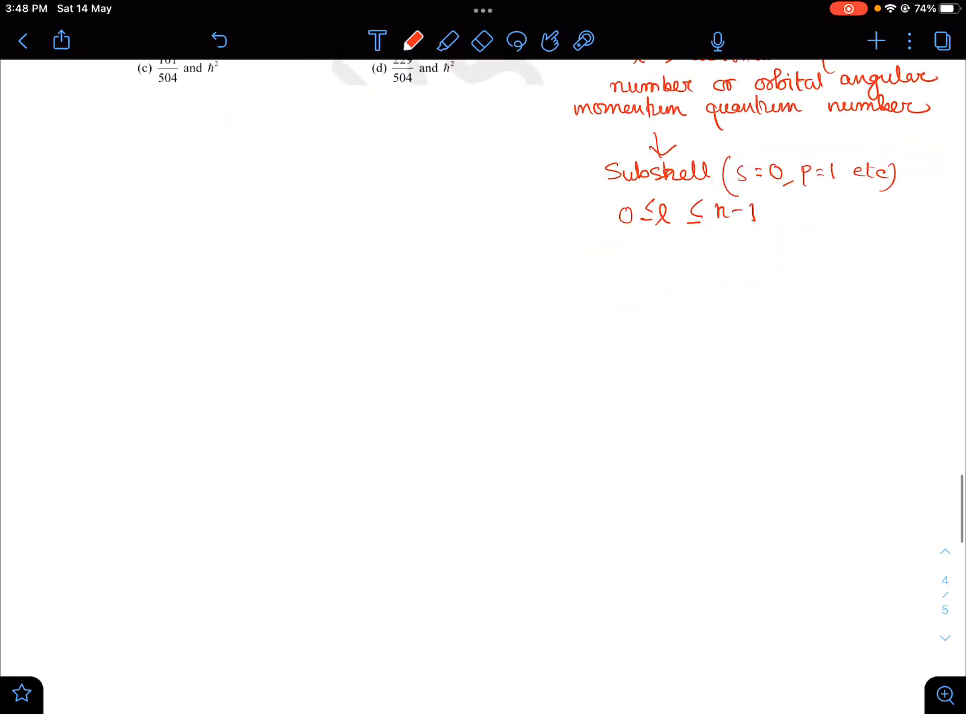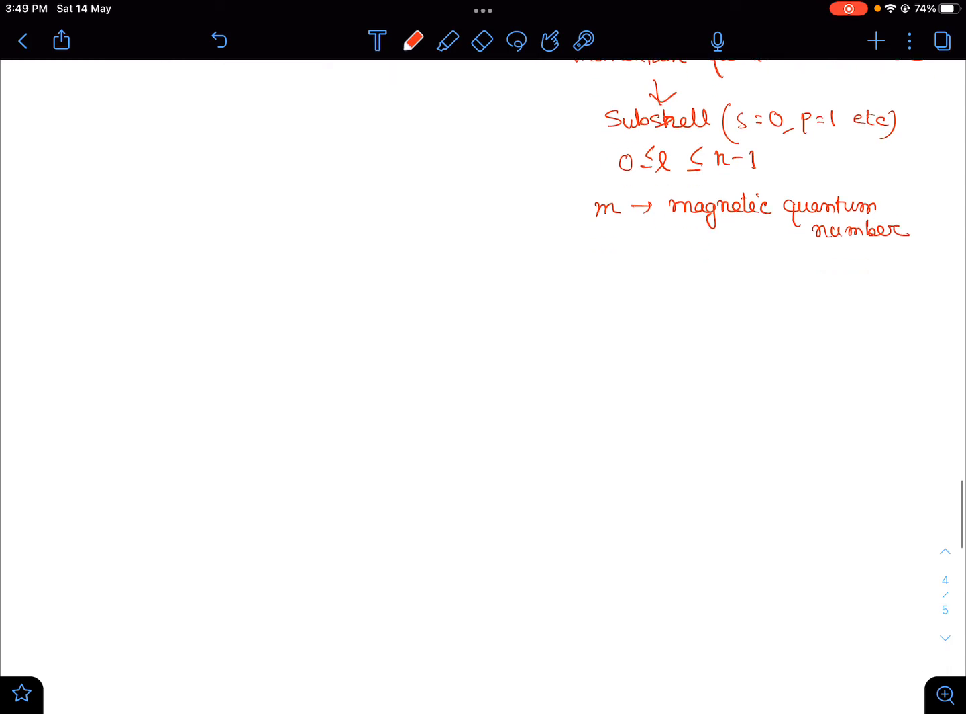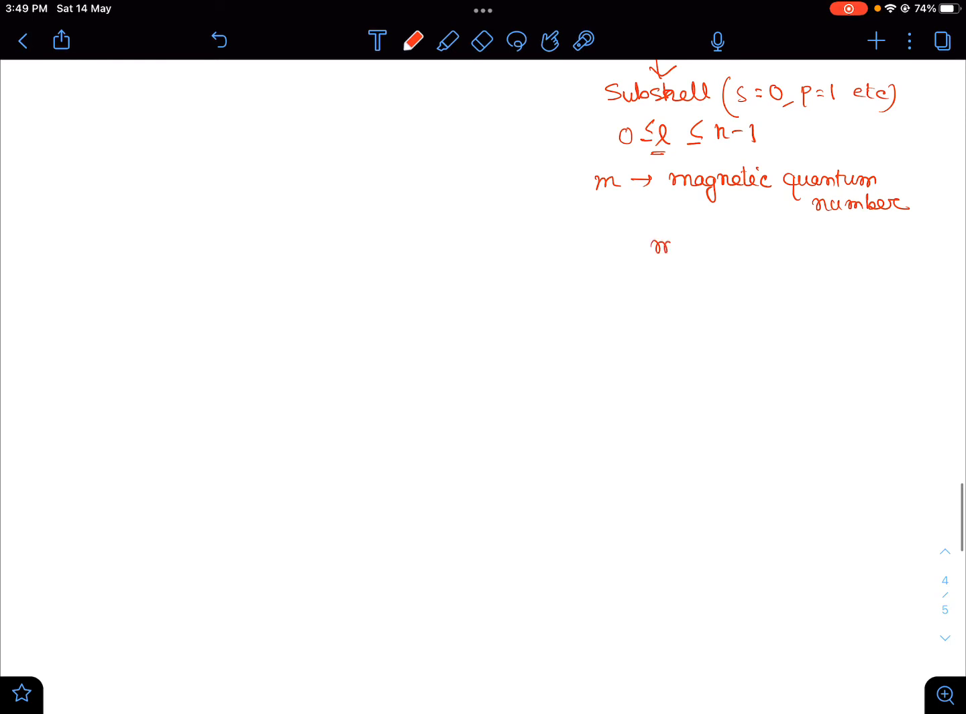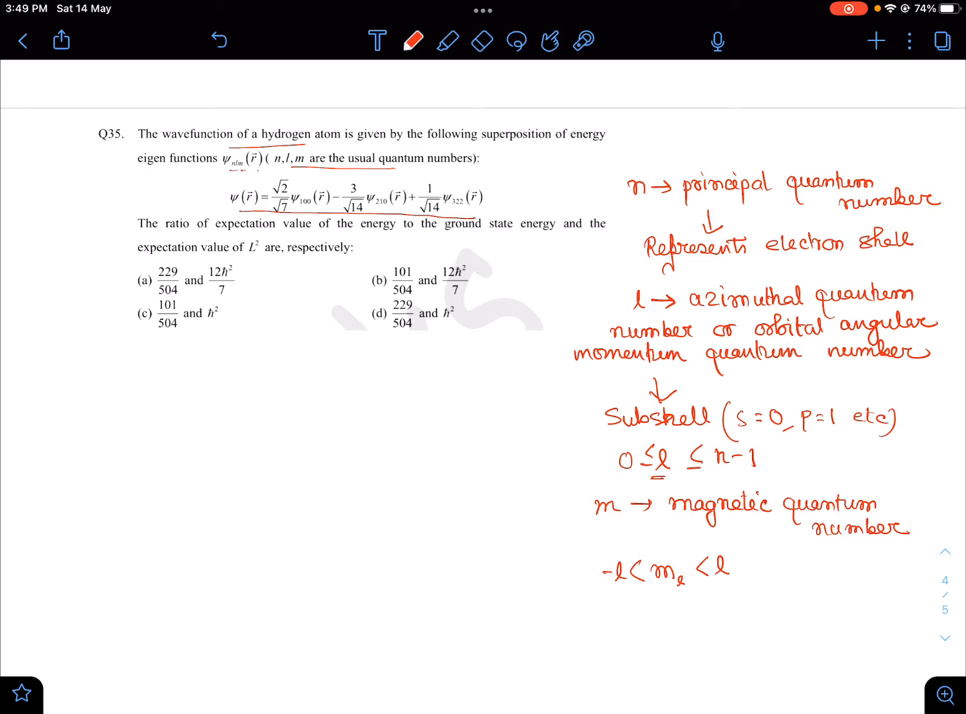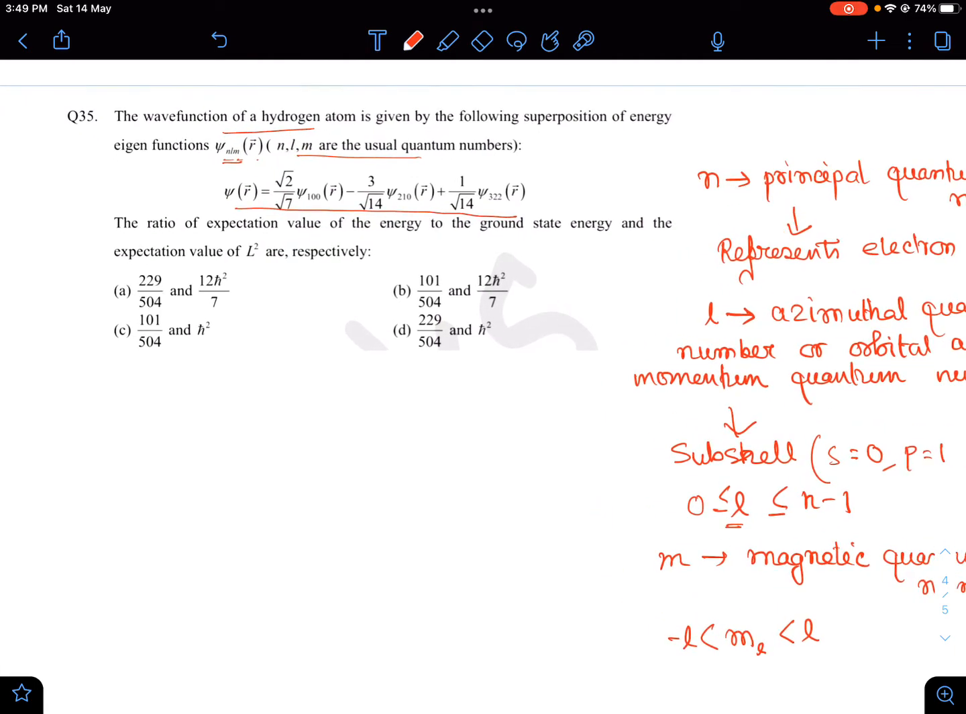And after that we have m. What is m? m is the magnetic quantum number. For orbital angular momentum, the magnetic quantum number ml can be from minus l to l. So these are the usual quantum numbers by which we define the wave function of a hydrogen atom, and the wave function is given here.